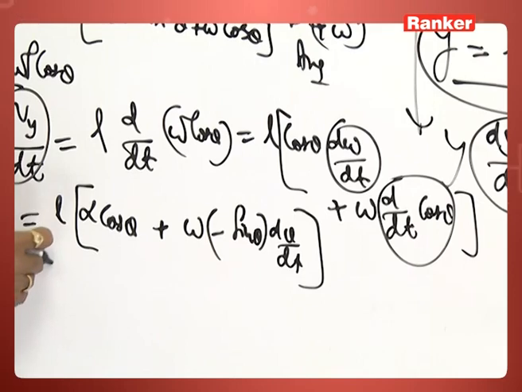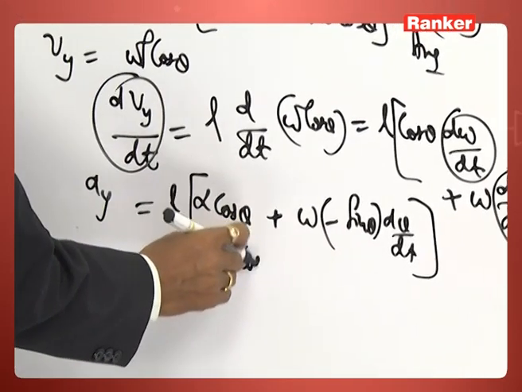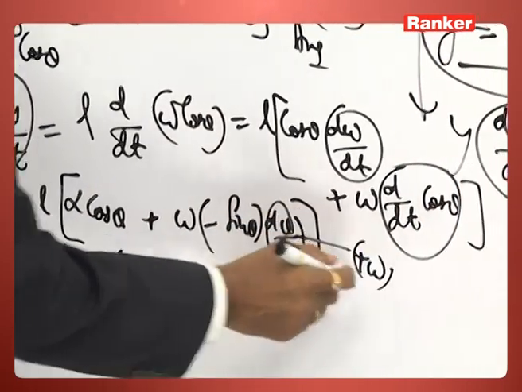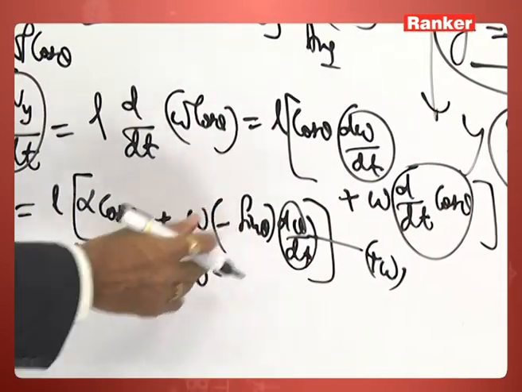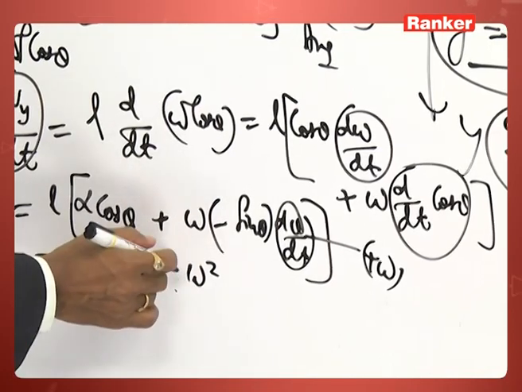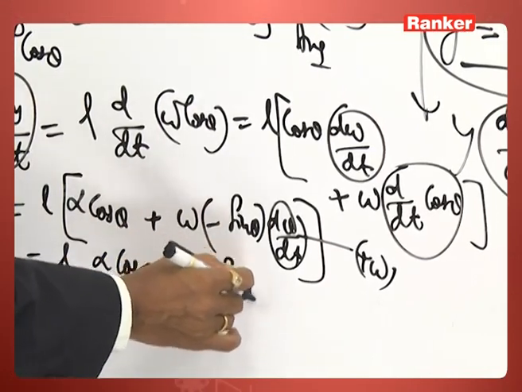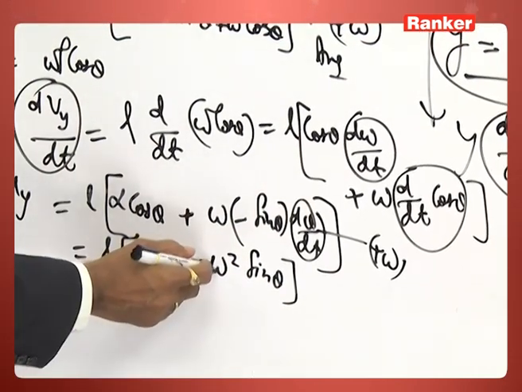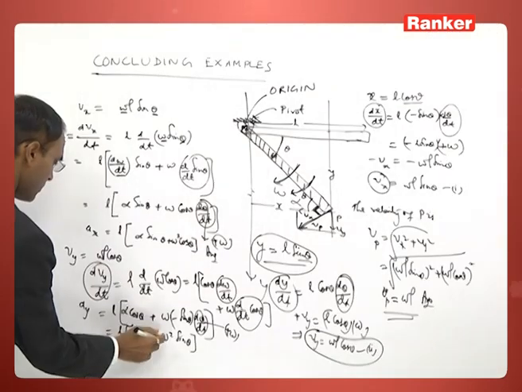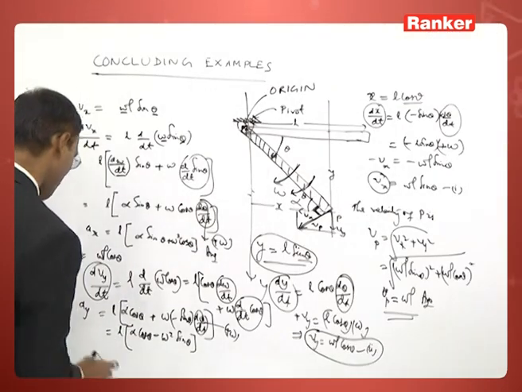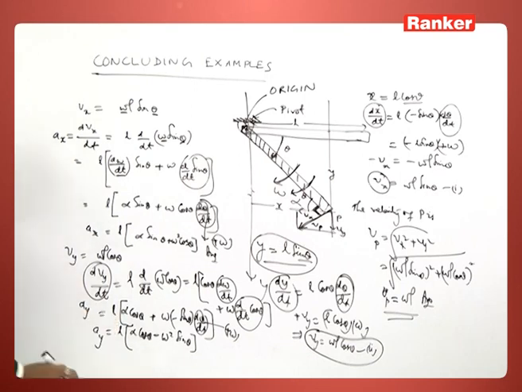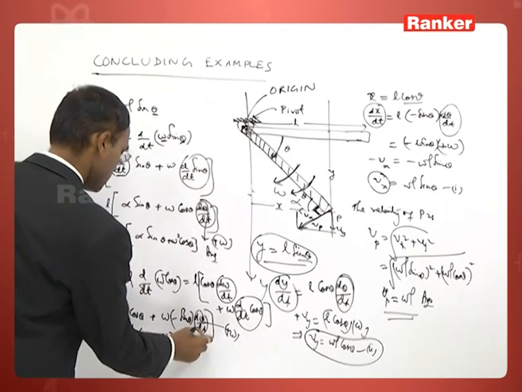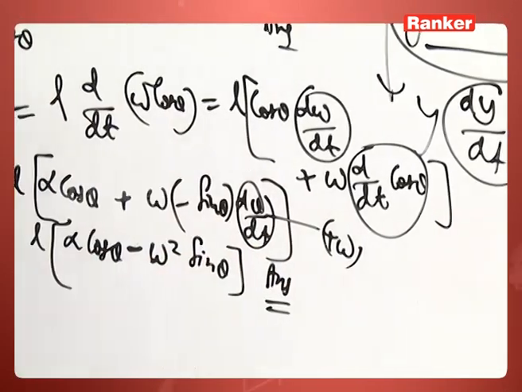D theta by dt is plus omega, into omega, that's omega square, into minus sin theta. So we are getting alpha cos theta minus omega square sin theta. That's equal to the acceleration of this particle at the point P along y direction. Answer.